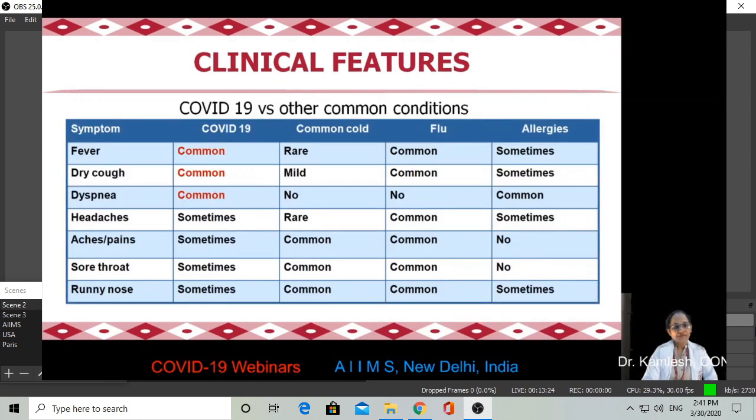Now, COVID-19 versus other common conditions: how the signs and symptoms vary. If we take a look at this table, what we see is that the most common features in COVID-19 would be fever, dry cough and dyspnea, which is not so in case of common cold. Headaches, aches and pains are common in flu, but not really in COVID-19. Sore throat, runny nose, etc. are not as common as in conditions like flu.